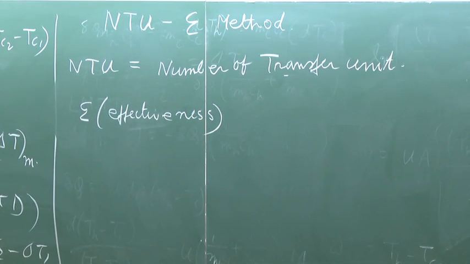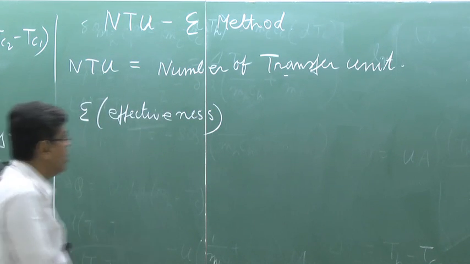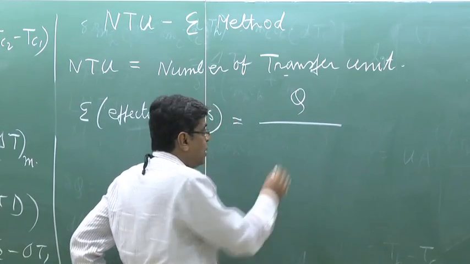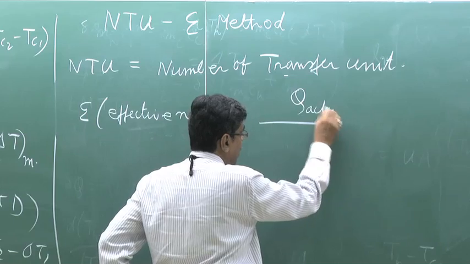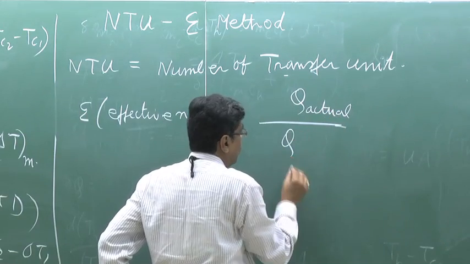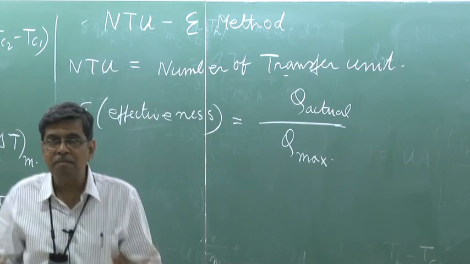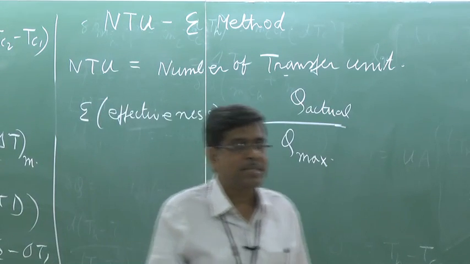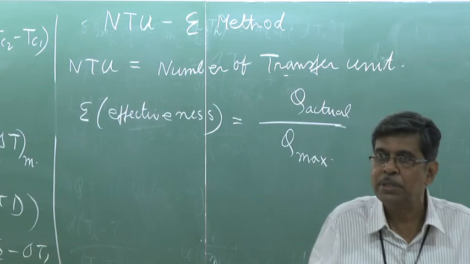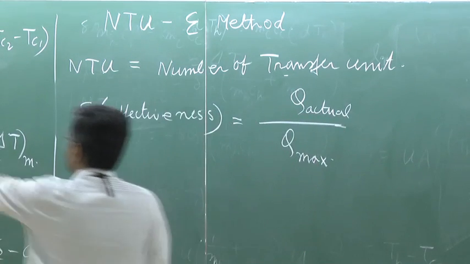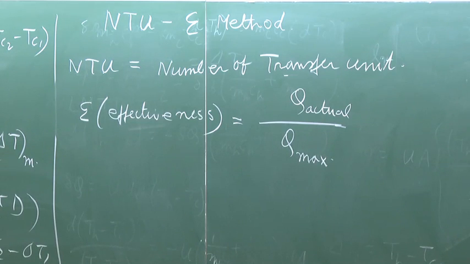And this effectiveness of a heat exchanger, epsilon, is defined as Q, that is the actual heat transfer, by Q maximum, meaning ideal, that is the maximum. Like actual discharge by the ideal discharge is the coefficient of discharge, this type of thing, the maximum and actual. What is the actual heat transfer? This is m dot h c_h times the temperature change. This is the actual heat transfer.